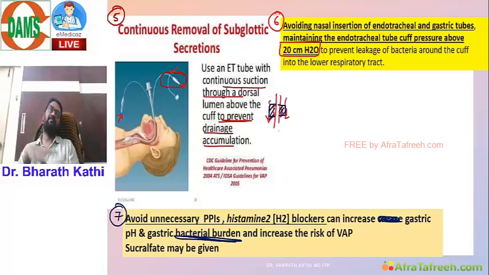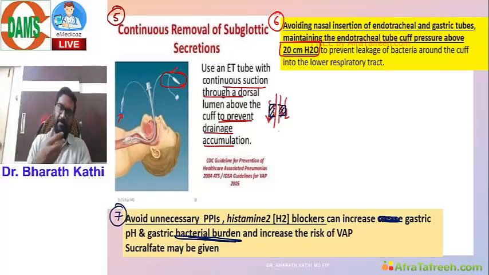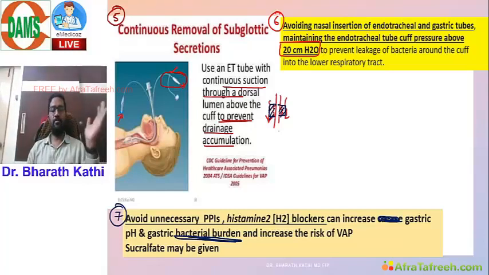So if you give all these drugs, the pH will increase, bacteria will grow, and from the gastric tract, if the patient is having some belching or aspirations, it can come into the oropharynx. From the oropharynx, it can go into the lung. So which is better to give in this patient? Sucralfate might be given, because sucralfate may not cause such huge changes in the gastric pH.